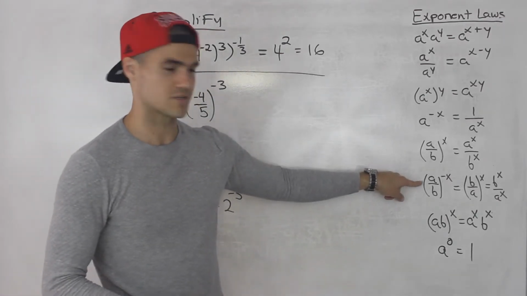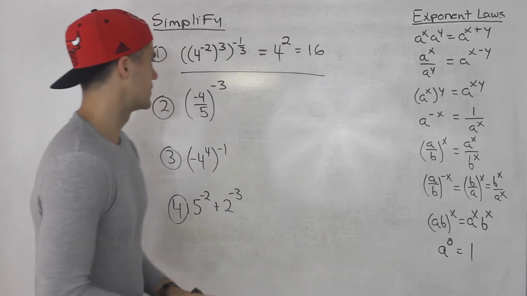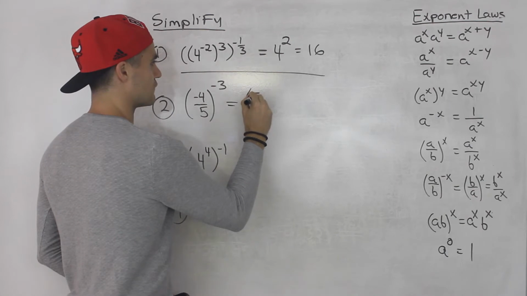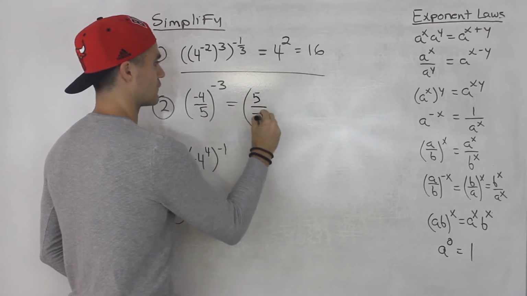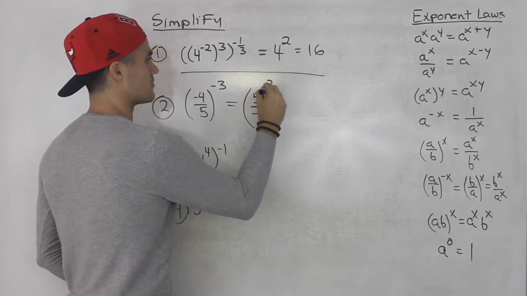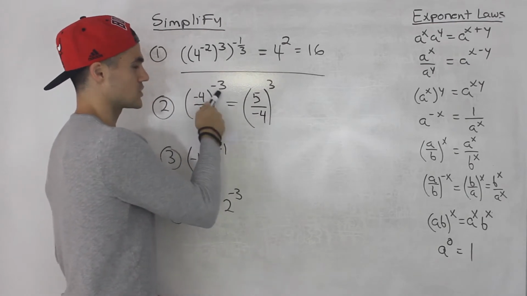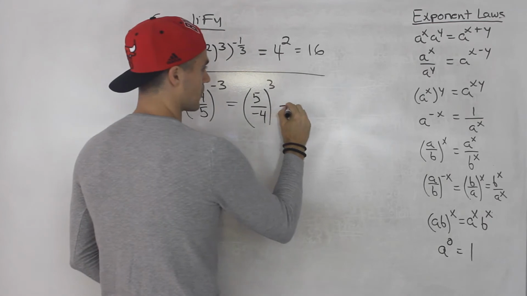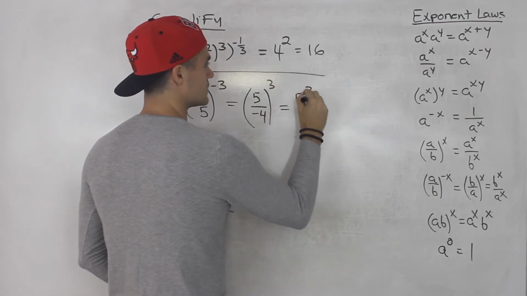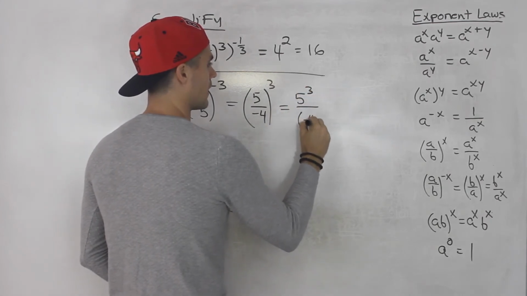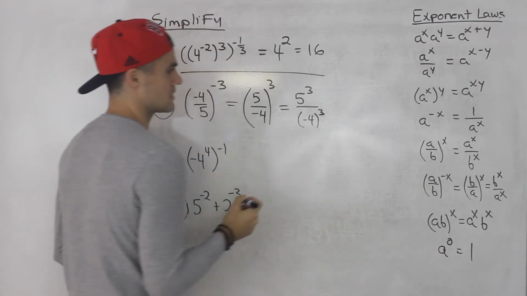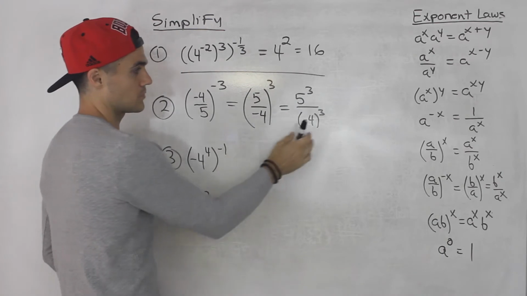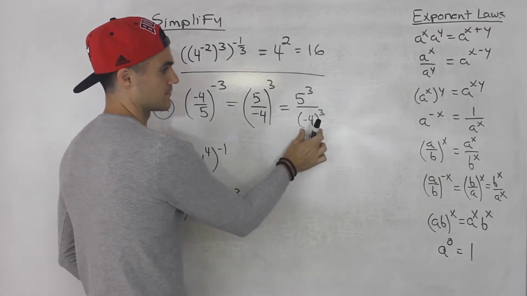And we are going to be using that law right there. What we're going to do is flip the fraction, so we'll have 5 over negative 4, and that will be to the power of positive 3. Flip the fraction, exponent turns positive. Then we distribute the exponent to the numerator and to the denominator. And if there's a negative value, then we put that negative value in brackets.